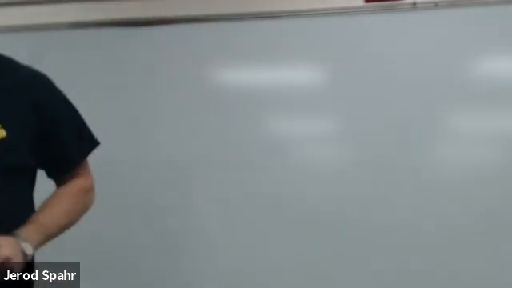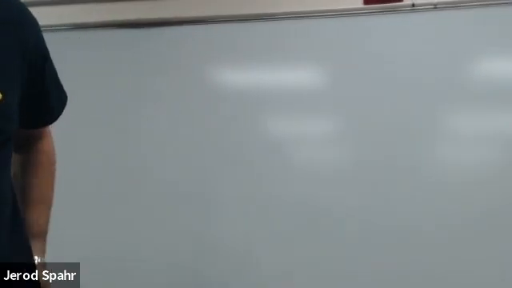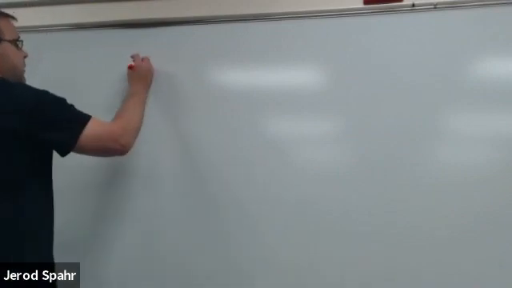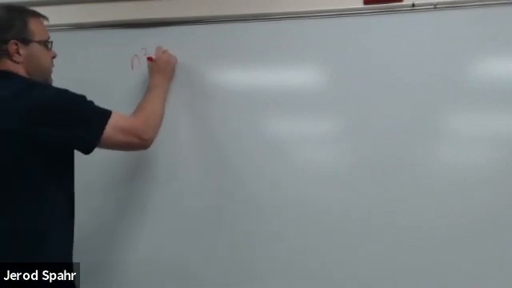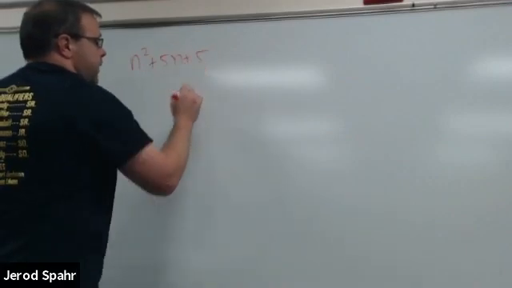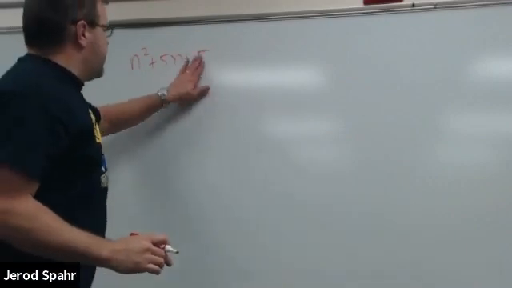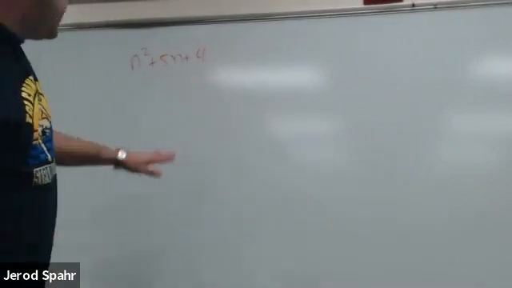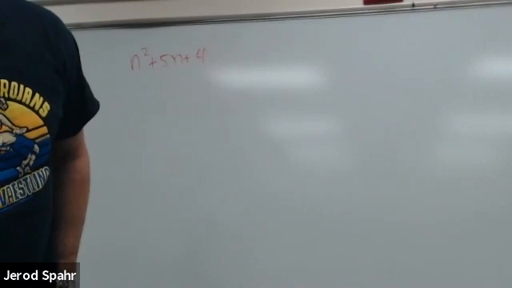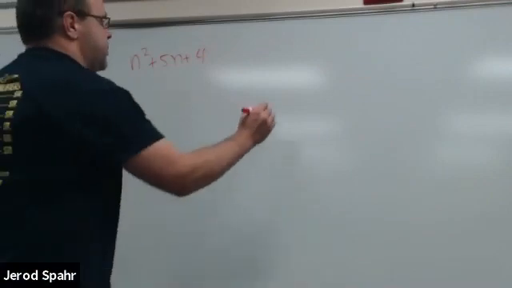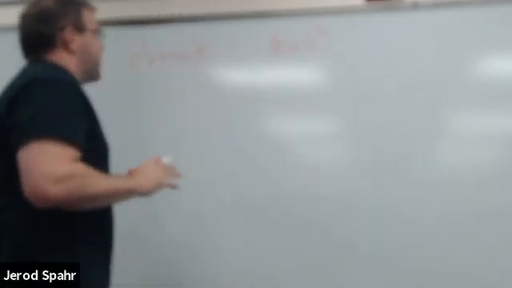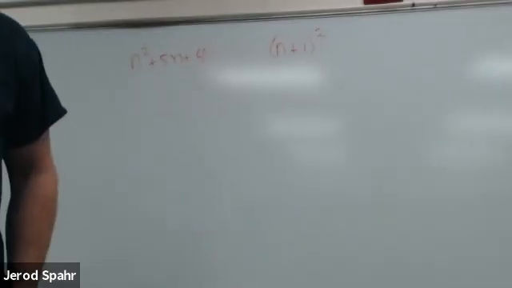All right. But then we look at part B, and part B is a little more complicated. So we have n squared plus 5n plus 4, and then we have n plus 1 quantity squared. They want to know what is the least common multiple of this.